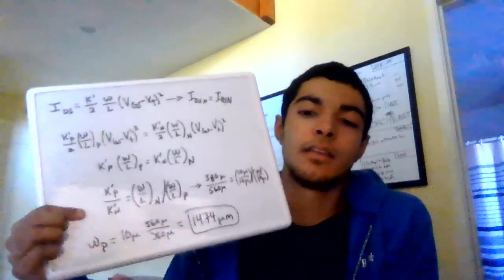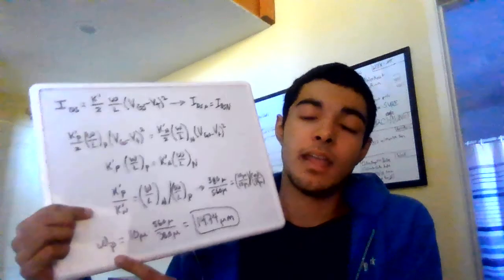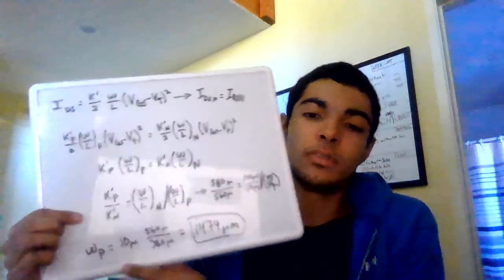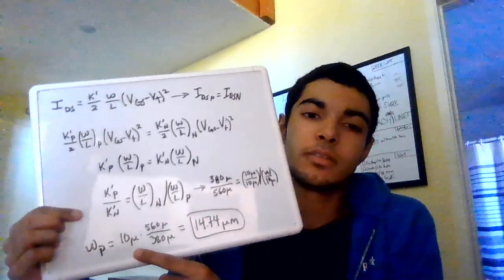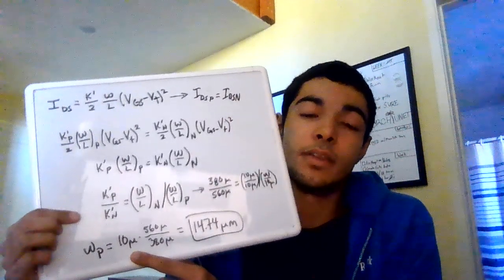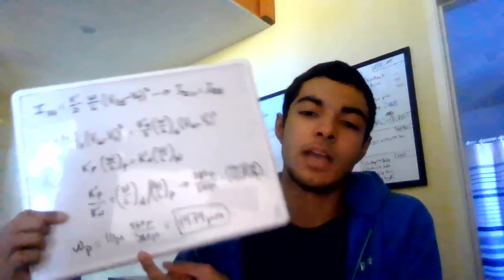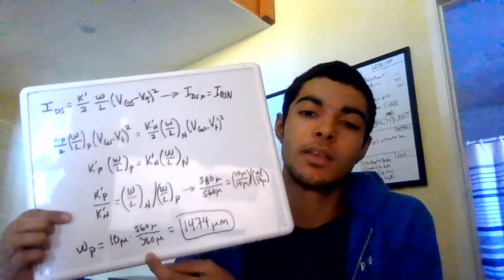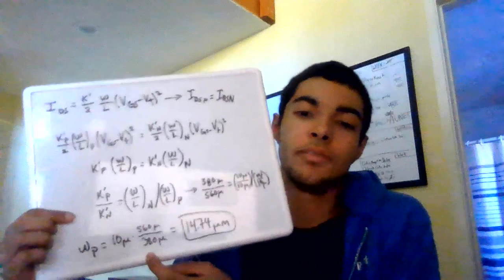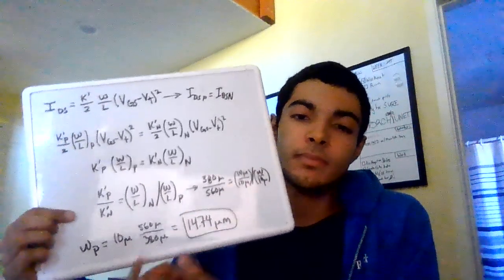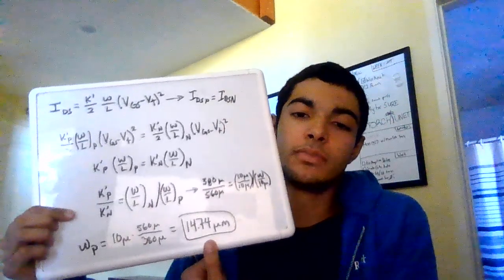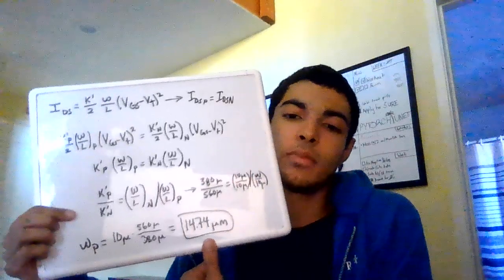And then we can simplify that, and we find that WP is equal to 10 micrometers, which is the value of L for the PMOS, times the ratio of K prime of P over K prime of N, and that gives us a value of 14.74 micrometers for WP.